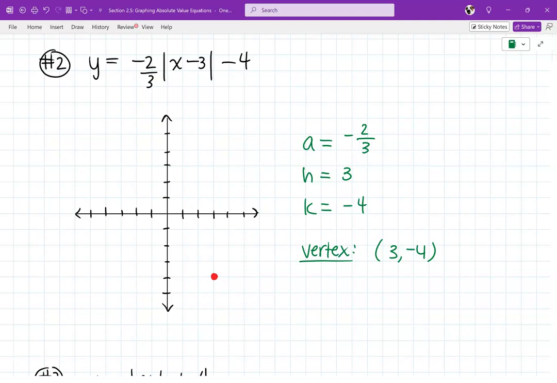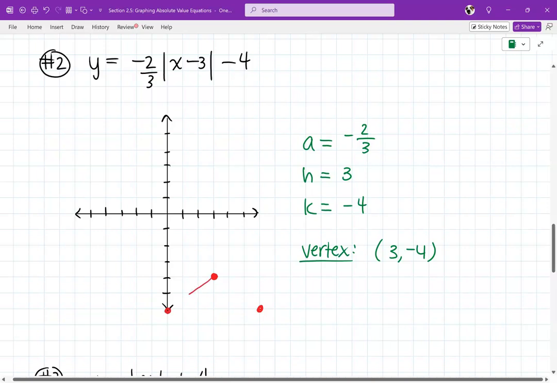Now, I know that this is going to be opening downwards. The way I know is because A is negative, right? A is a negative 2/3. So from that red point, let me do my slope. I'm supposed to go down twice, 3 times over, meaning to the right. But remember, with these graphs, you have to go right and left. So 3 times to the left. Connect the dots.